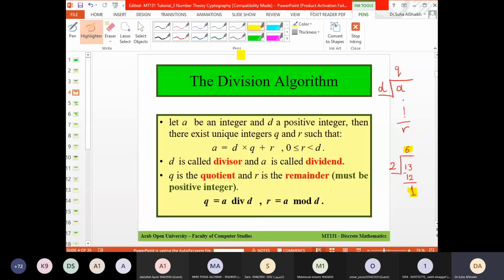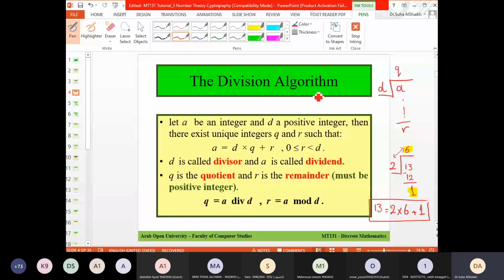So we can say here that 13 when divided by 2, the result is 6 and the remainder is 1. So we can write it like this: 13 is equal to 6 multiplied by 2 plus 1. Right or not? 2 multiplied by 6 is 12, plus 1, it's 13. So 13 is 6 times 2 plus 1. This we call the algorithm, the division algorithm.